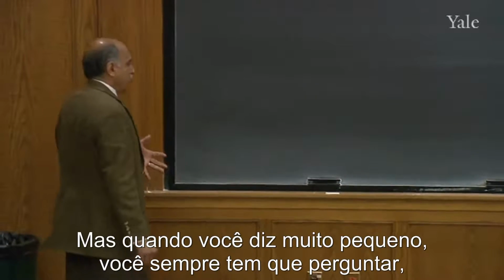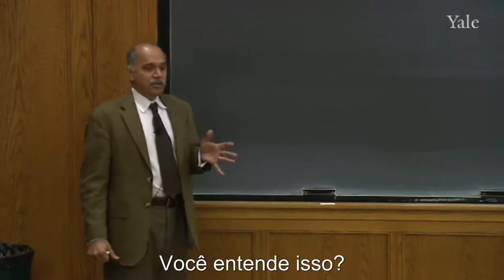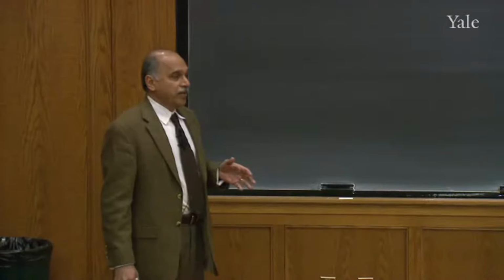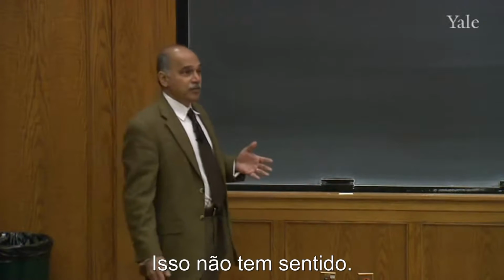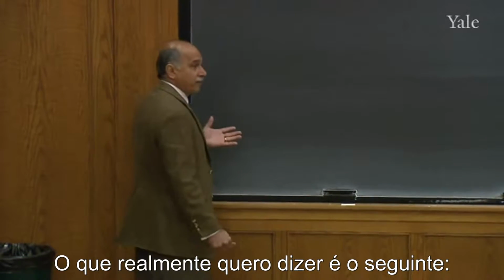But when you say very small, you always have to ask, small compared to what? You understand that? When someone says wavelength is small, it has no meaning. Because I can pick units in which the wavelength is a million or 1 millionth. That has no meaning. Small and large can be changed by change of units. What we really mean is the following.